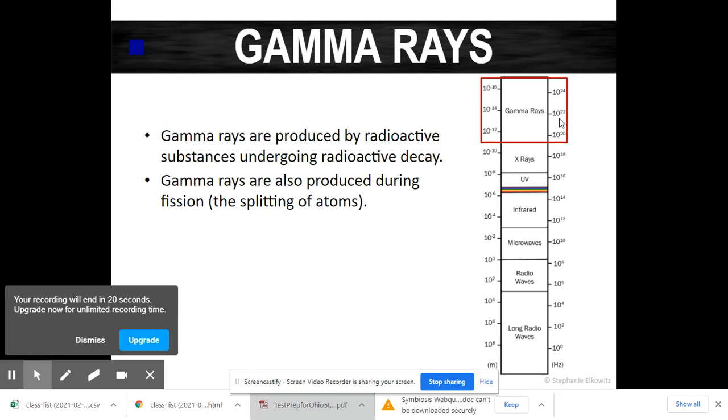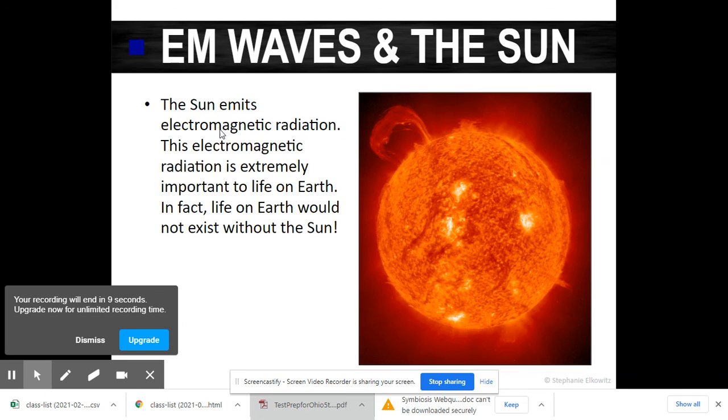And the most powerful one are gamma rays. Okay, they are produced during the fission, which is the splitting of atoms, and radioactive decay. The sun emits some type of gamma rays.